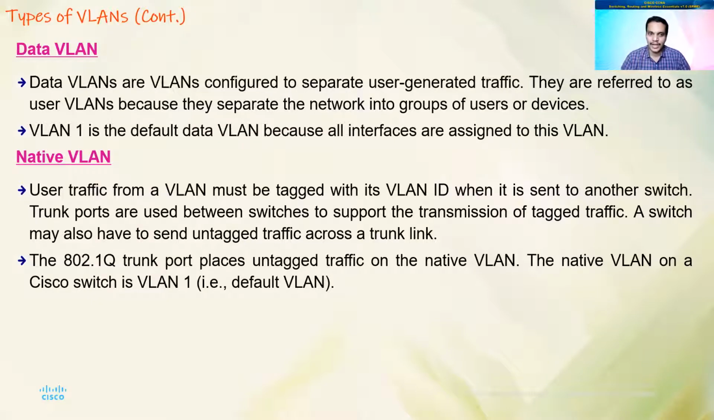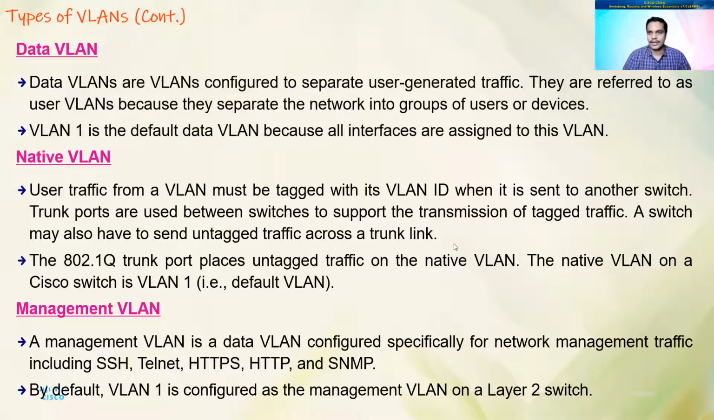Sometimes the switches might need to forward untagged traffic also. Generally, the 802.1Q trunk port places this untagged traffic on the native VLAN. VLAN 1 is the default native VLAN on a Cisco switch, and when we need to configure it, we will be assigning a different number to it.